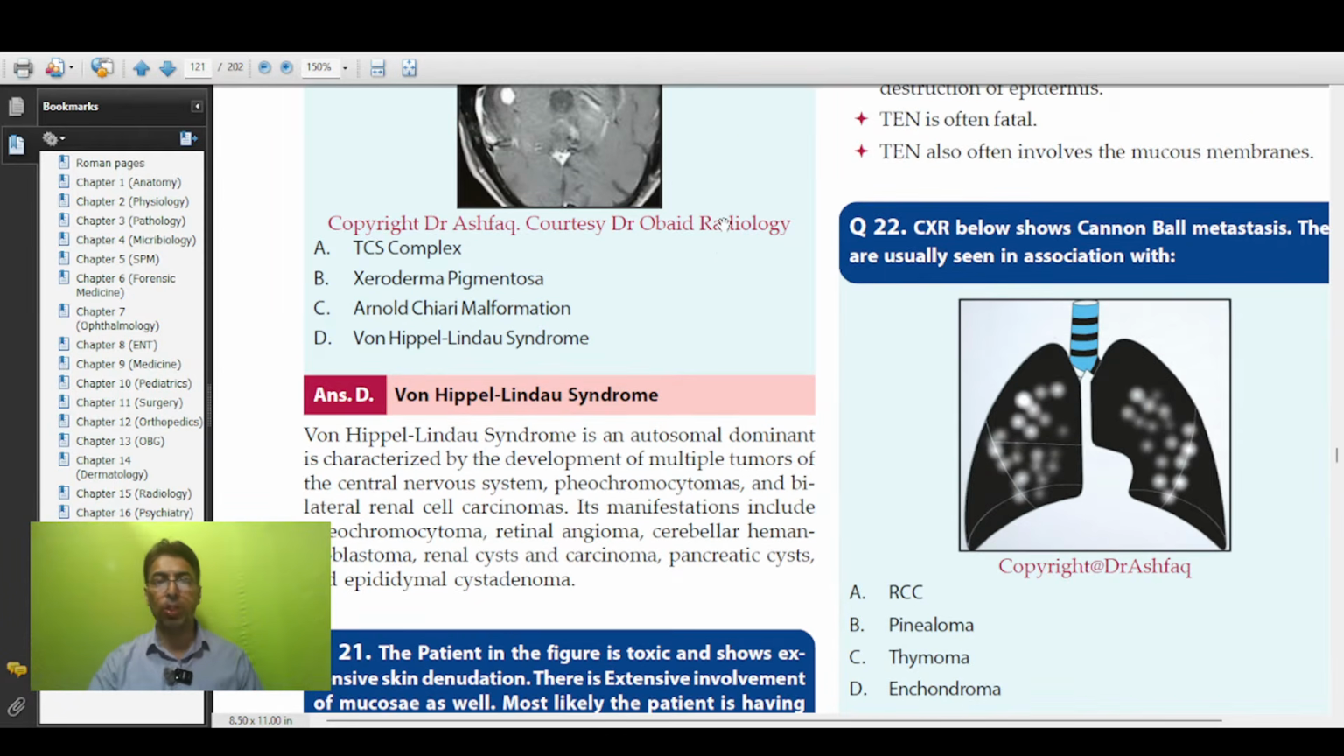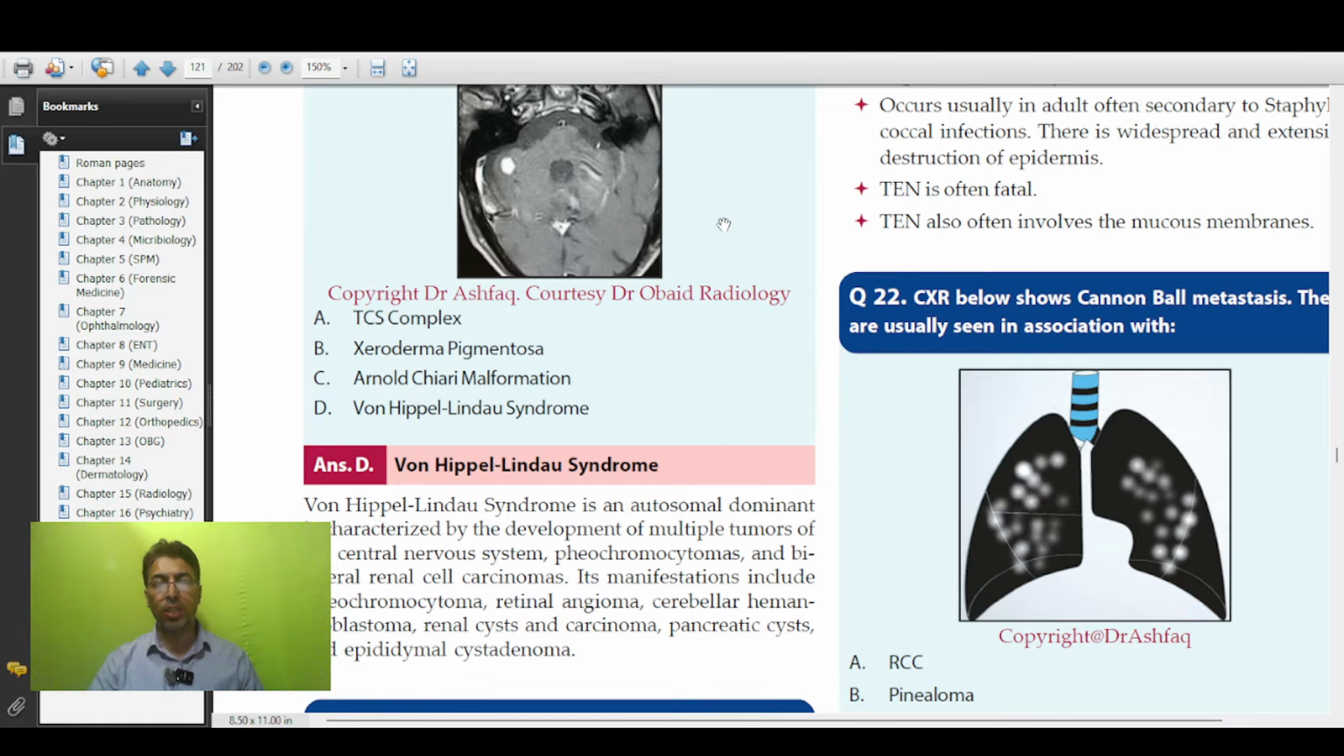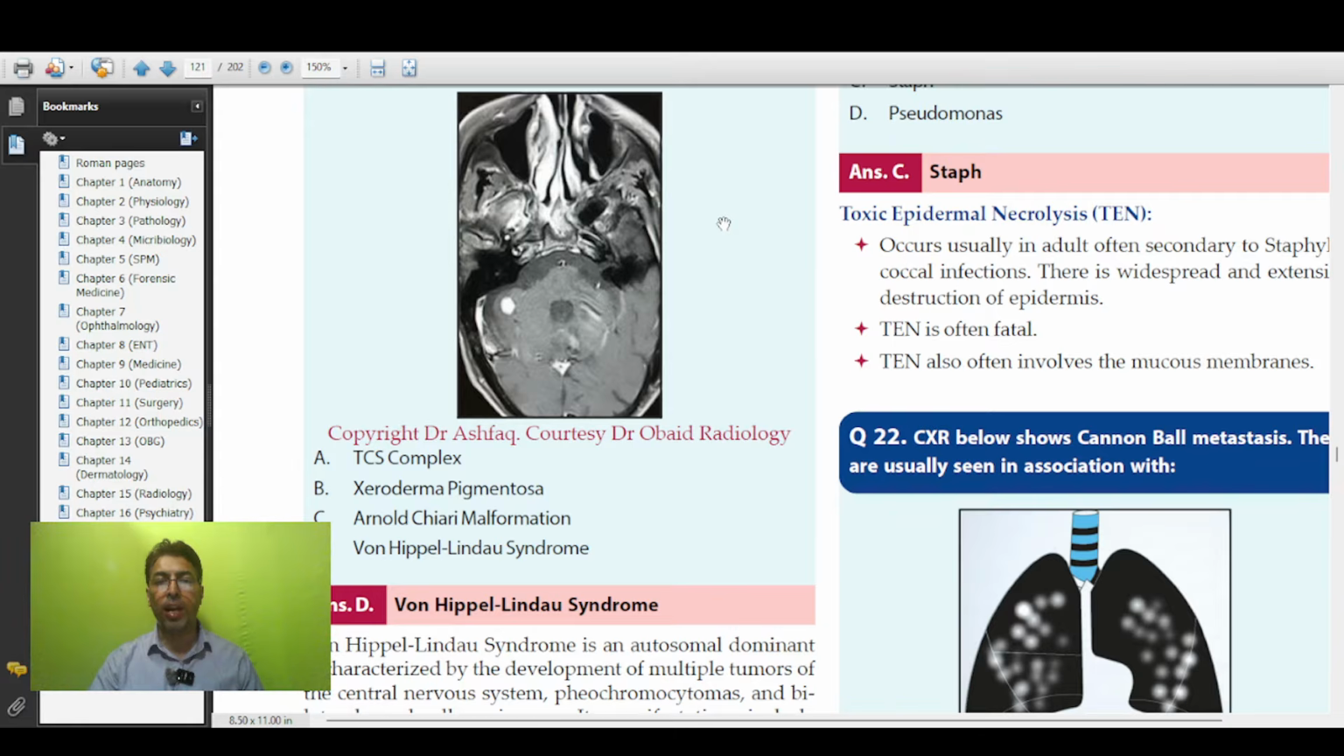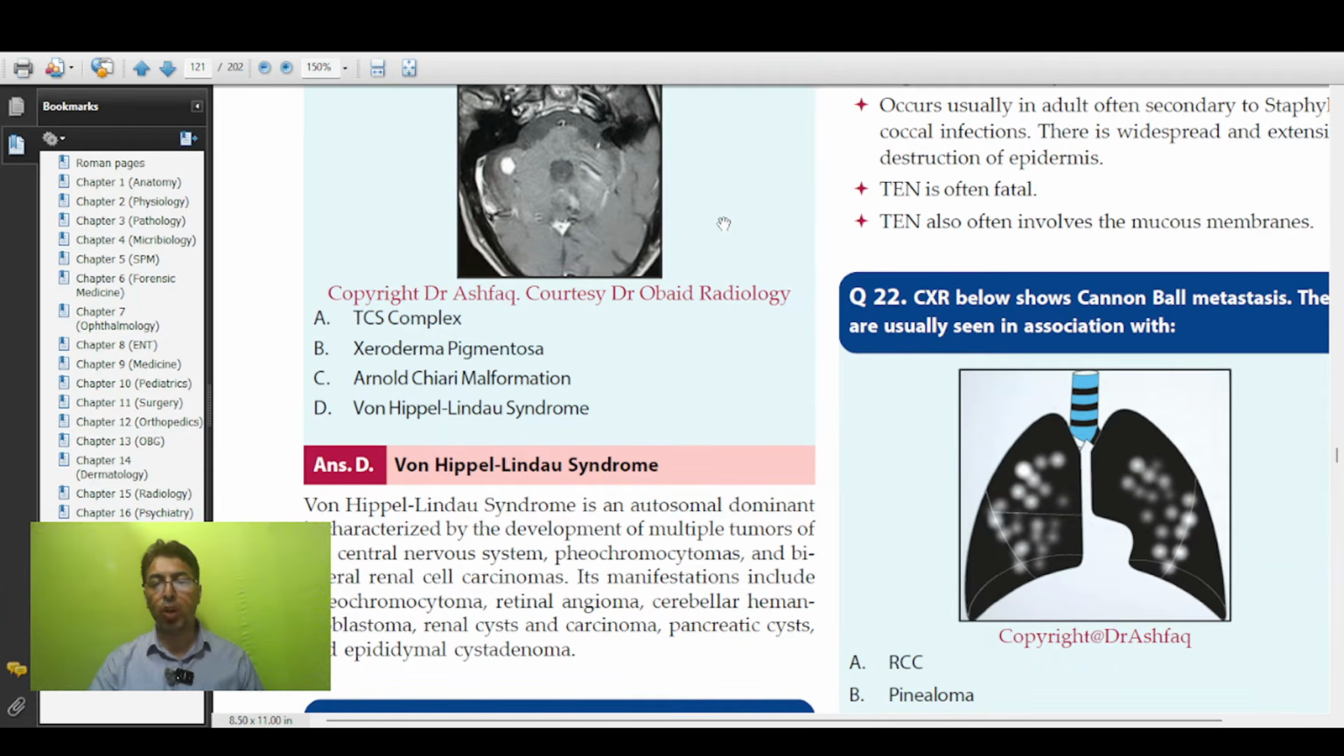And for von Hippel-Lindau syndrome, you have to remember that this disease is an autosomal dominant disorder, characterized by the presence of characteristic hemangiomas within the nervous system, more so in the hindbrain, which is the cerebellum. You have to remember the associations of von Hippel-Lindau syndrome, because many other questions can be asked. This happens to be a favorite question in USMLE, in MRCP, and in NEET PG.